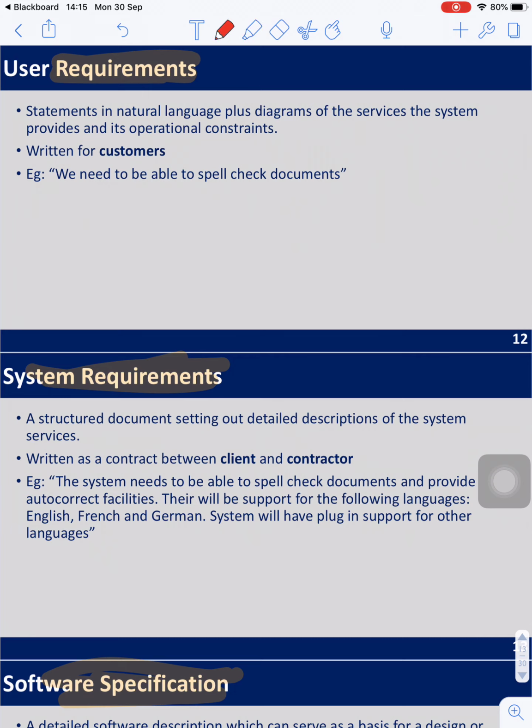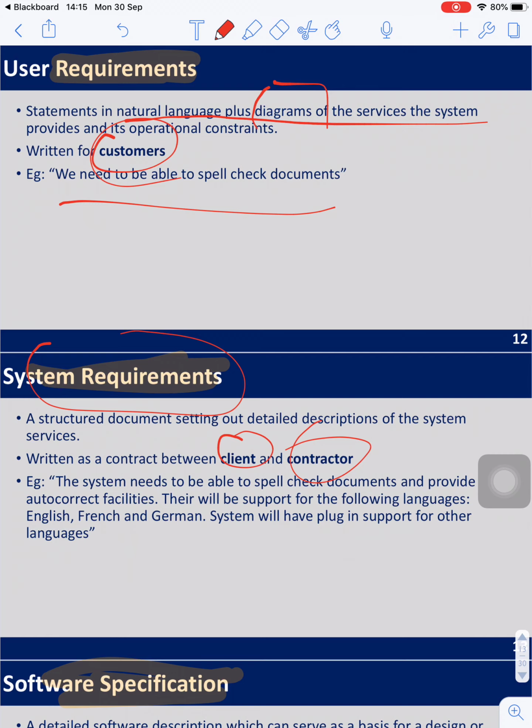The user development is a kind of natural language plus diagram of the services, and it is written for customer. Just remember that user requirement is for customer. We need to build a spell and check document. And the system requirement is for clients or contractors, which is kind of business, business analyze, that kind of medium level.